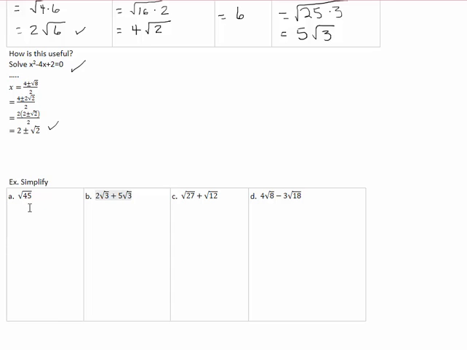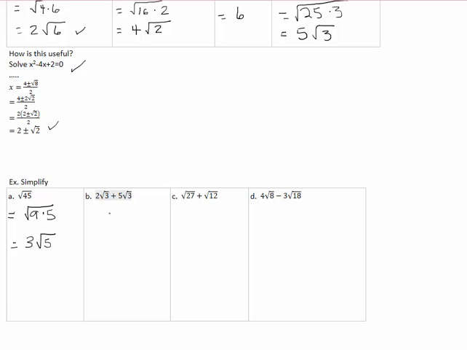All right, let's look at a few more examples here that we can try. So if we want to simplify the square root of 45, 9 times 5 equals 45. The square root of 9 is 3, and I leave that 5 there.